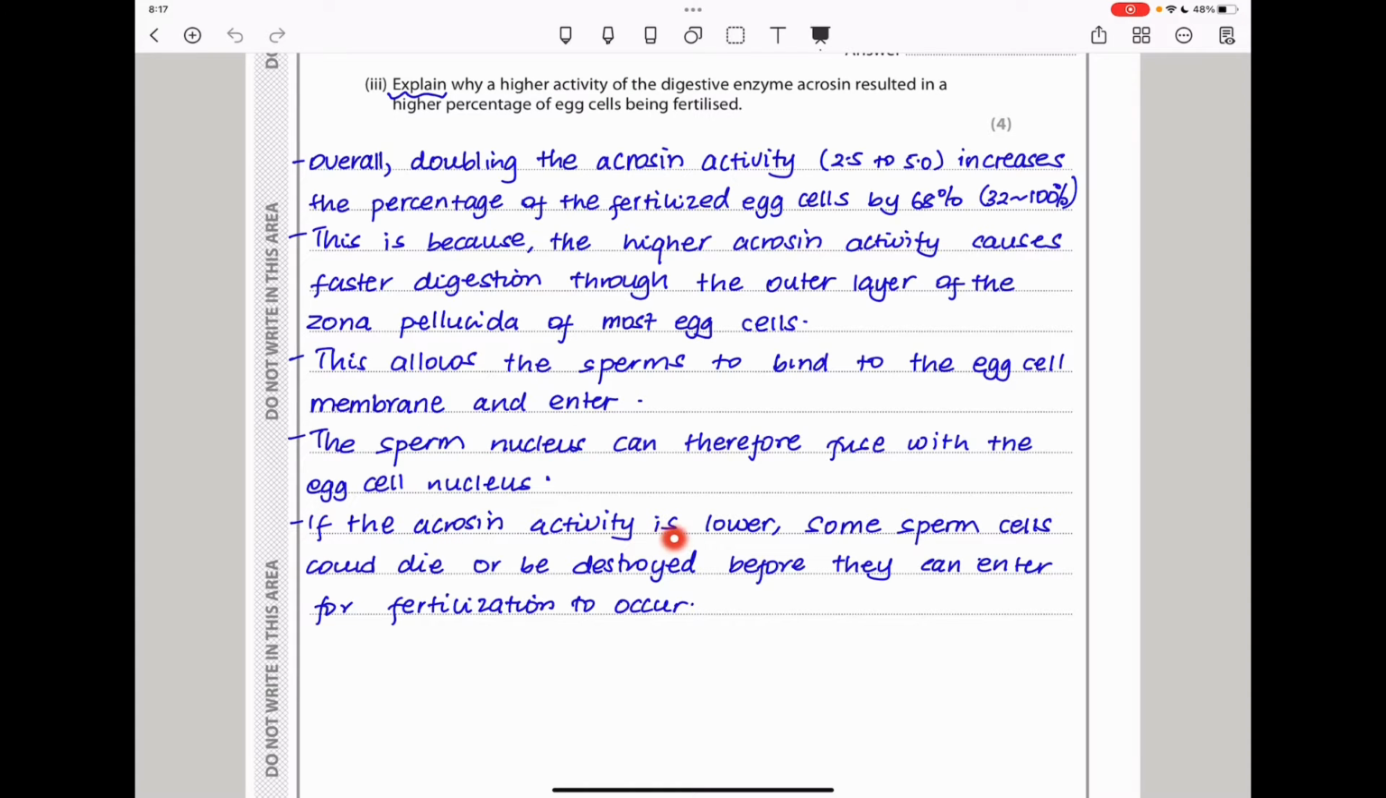If the acrosin activity is lower, meaning there is less digestion around the egg cells, some sperm cells could die before they can fertilize, or they could be destroyed before they can enter for fertilization to occur. So a lower acrosin activity would lead to a lower rate of fertilization, or fertilization of fewer eggs in comparison to when the acrosin activity is really high.